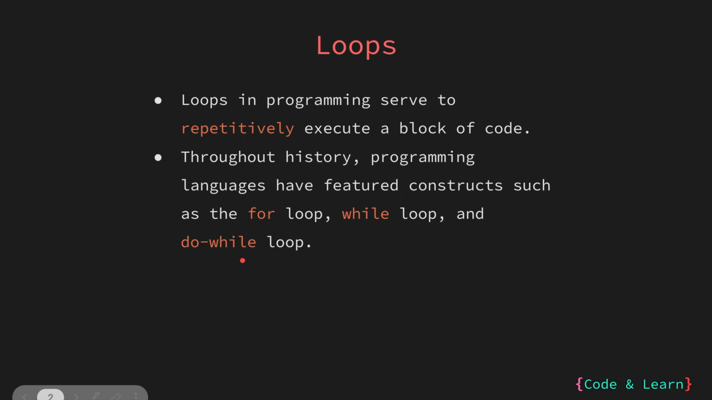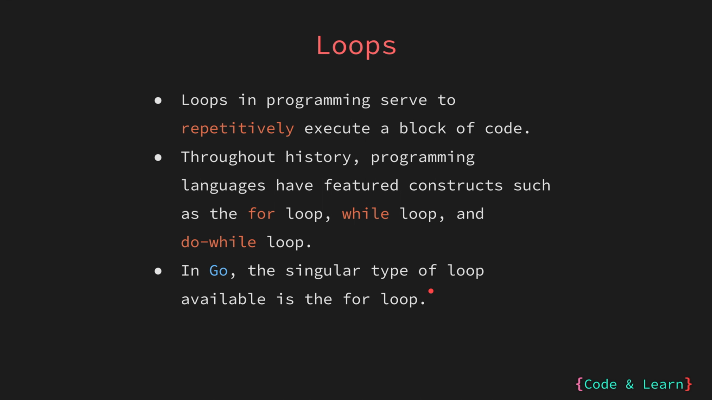The do-while loop is similar to the while loop, but it guarantees at least one execution of the block of code because the condition is evaluated after the code block. In Go programming, there's only one type of loop available, which is the for loop. The for loop in Go is flexible and powerful as it can be used to implement all types of loop, including the while and the do-while loops. We will see how this can be accomplished with examples.